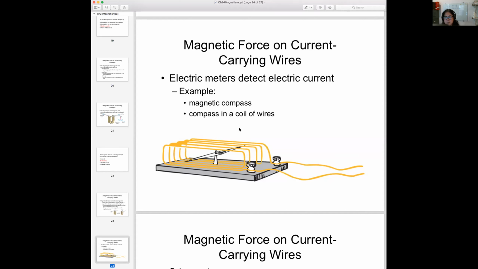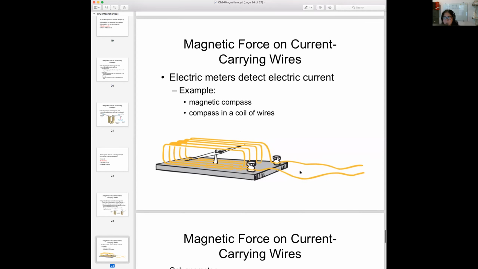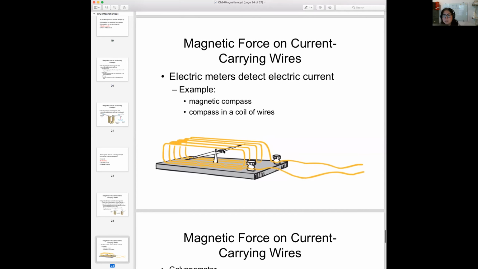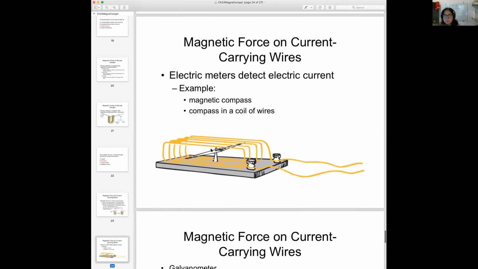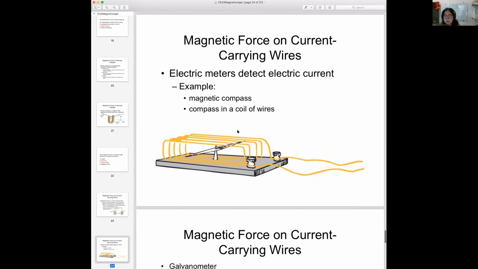Electric meter. Let's say you want to find out whether this orange wire in the slide carries any electric current. How do I find out if there's a short or not? You can connect a wire, loop it around, and inside the loop put a magnetic compass. If you see any deflection in the compass, that means there is a current running. If you don't see any deflection, that means there is no current, so you have a short in the circuit. That's how you can detect if there is a short or not.